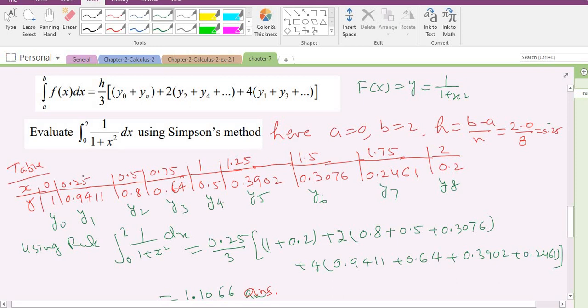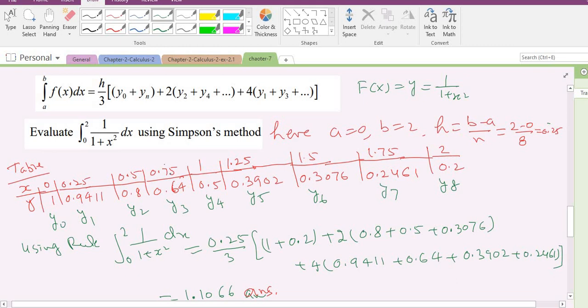Now again 0.25 plus h. 0.25 plus 0.25 is 0.5. Now at x is equal to 0.5, what is the value of y? So I calculated it is 0.8. Now again 0.5 plus h means 0.25, it is 0.75. At x is equal to 0.75, what is the value of y? So at 0.75, I calculated 0.65.